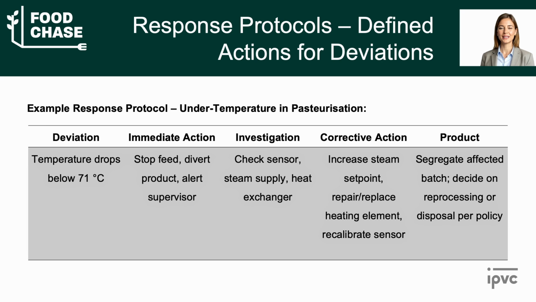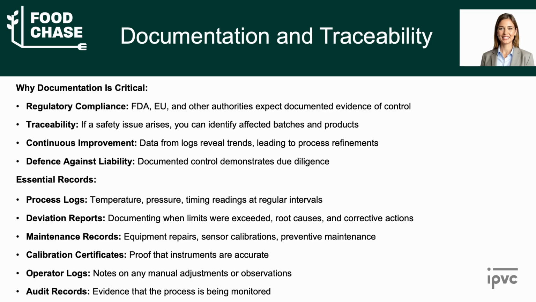While repairs are ongoing, you need to decide what to do with the product that was exposed to low temperature. Depending on how long it was at what temperature and what the target pathogen is, you might be able to reprocess it, run it back through the pasteurizer at correct conditions. Or if the time-temperature combination was far below safety, you might have to discard it. The protocol should outline the decision criteria. And finally, you implement preventive actions. Perhaps you schedule preventive maintenance on the heating element monthly, or you train the operator more frequently on recognizing steam pressure drops.